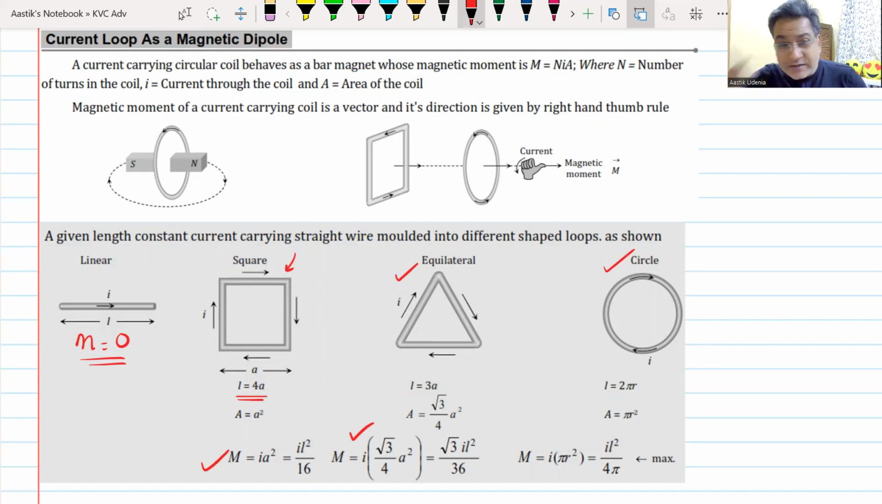If it becomes a circle, remember the area of a circle for a given length is maximum. Do you know this? For a given perimeter, the area of a circle is the maximum. Therefore, the magnetic moment of a circle will be maximum. You can note this down as a point. Do we understand what I have said here? Yes. Two minutes you have to note it.